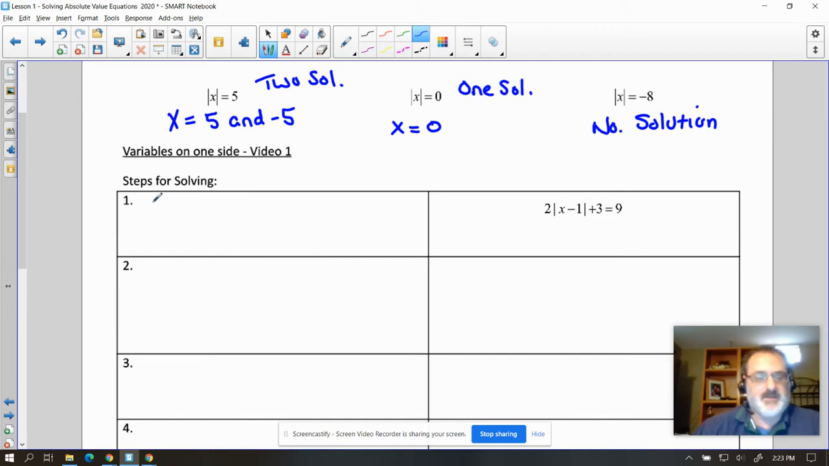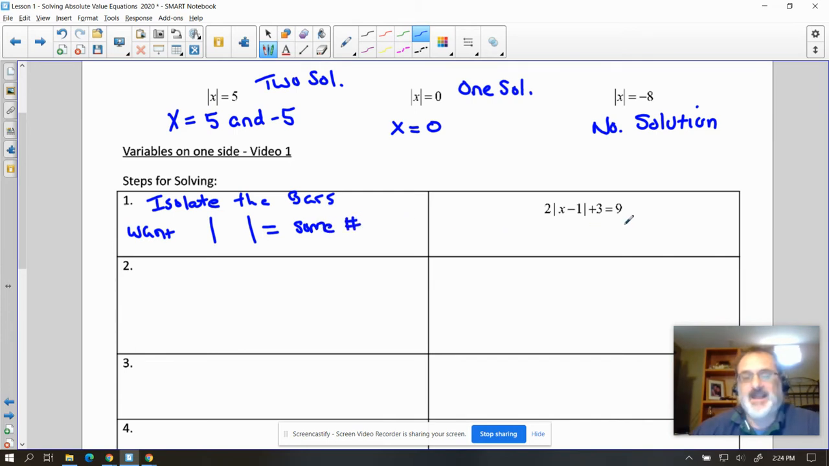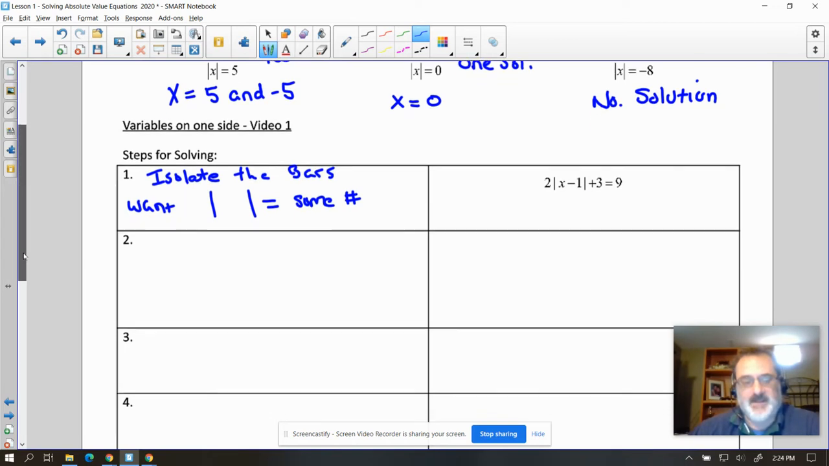All right, let's take a look at the procedure for solving an absolute value equation. Step one is called isolate the bars. What we want is the absolute value equal to some number. We do not have that going on here. So in this particular problem, we have to isolate the bars.